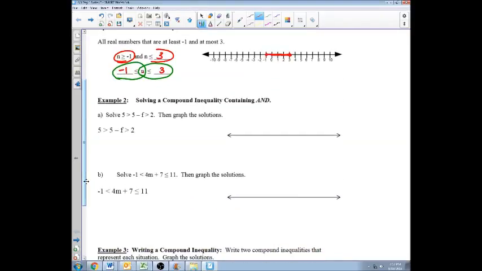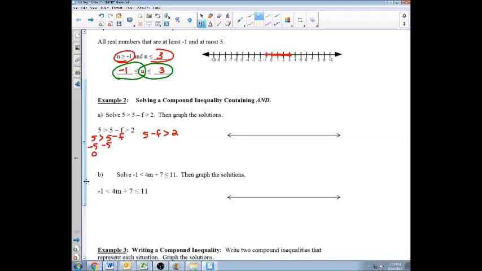It says solve 5 is greater than 5 minus f, which is greater than 2. Then graph the solutions. How I'm going to do this is I'm going to take 5, which is greater than 5 minus f, and make that one inequality. Then I'm going to take 5 minus f is greater than 2 and make it a second inequality. I'm going to solve each inequality individually.